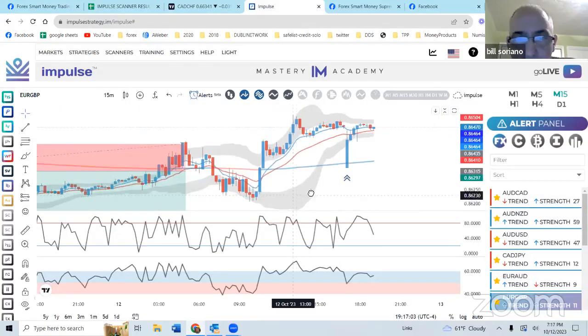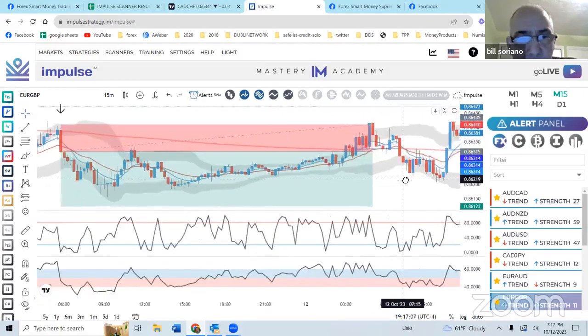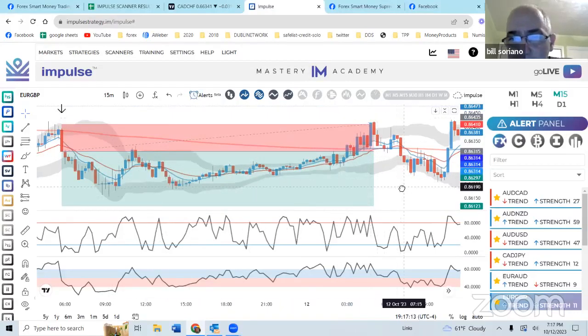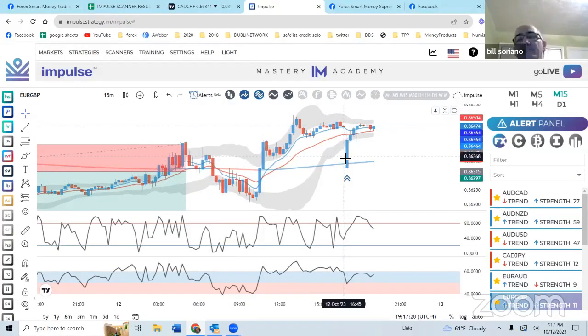EUR-GBP, this one here ended up losing. As you can see here, we got in, and it did move down. It almost did get to our take profit here, but then it consolidated and moved back up and we got stopped out. Now this 5 p.m. candle here, we can't use this 5 p.m. candle with this impulse scanner. I don't know what the deal is.